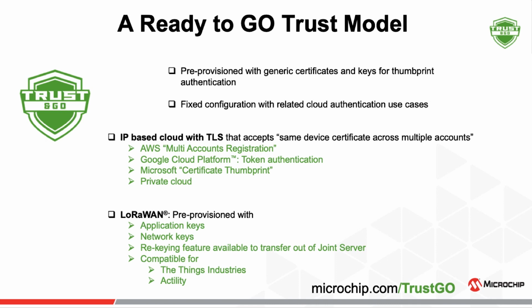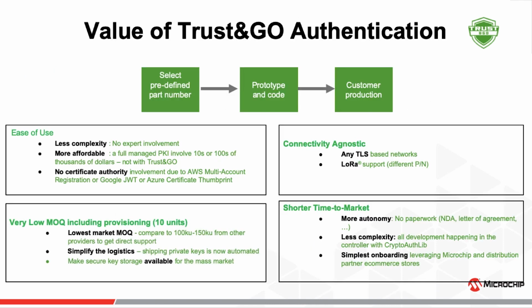So the value for Trust&GO, it's basically much easier to use because when you get it, you get the parts. There's nothing to do on the parts. It already has the credentials, and you save a lot of cost because you don't need to hire a third-party PKI management service and buy a full chain of certificates from a certificate authority that could be extremely costly. It's all baked into the cost of the device.